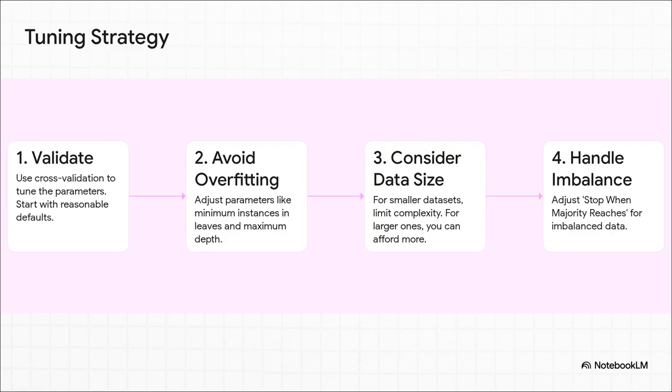So your whole tuning strategy really boils down to this simple 4-step plan. First, always start with cross-validation. Second, use all those parameters we just talked about to actively fight against overfitting. Third, make sure you tailor your settings to the size of your dataset. One size does not fit all. And fourth, pay extra special attention if your data is imbalanced.